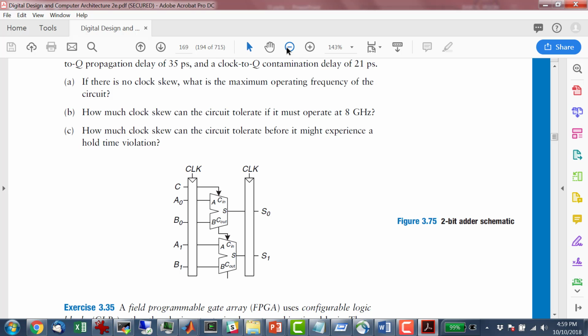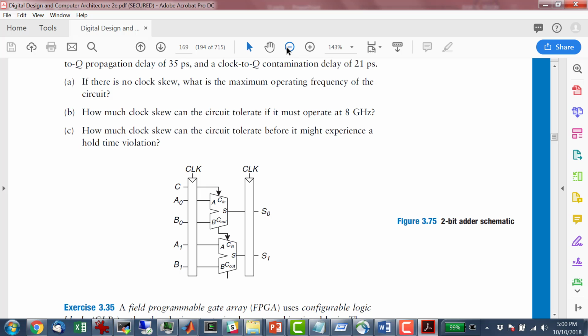How much clock skew can the circuit tolerate if it must operate at 8 gigahertz? Well, 8 gigahertz would be 125 picoseconds for your clock period. That would be your TC. So you have to subtract from 125. You'd have to subtract your propagation delay from this flip-flop through the logic, and then the setup time for this flip-flop, and then whatever's left over in that 125 picosecond budget would be the most clock skew it could tolerate. Everyone with me?